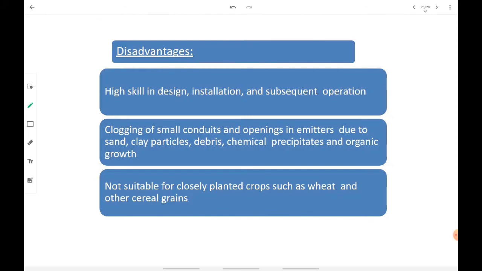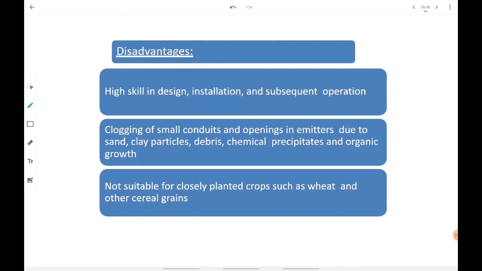Then clogging of small conduits and opening. Okay, if the nozzles are getting clogged with particle of sand or clay or any debris, let's say, what is going to happen, that specific nozzle is going to get choked and the surrounding plants are going to get dried up, and the farmer needs to continuously inspect, supervise the nozzle for any blockage.